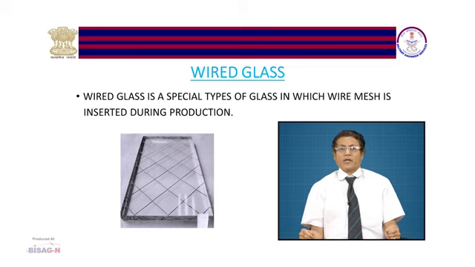Next one is wire glass. Wire glass is a special type of glass in which wire mesh is placed in between the structure of the glass during the process. It is widely used for workshops, garages etc.